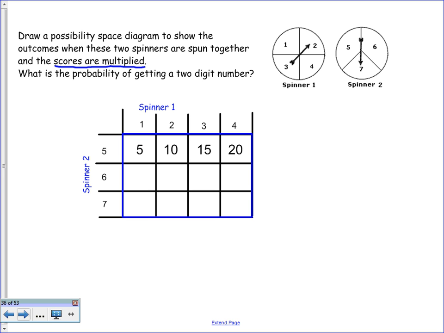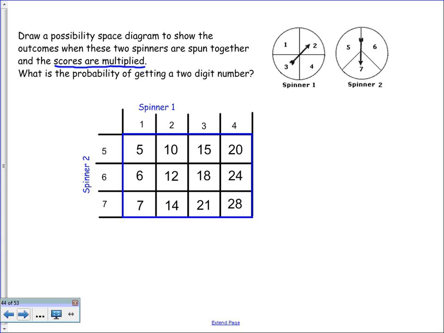So if we get 1 on spinner 1 and 6 on spinner 2, the score is 6. If we get 2 on spinner 1 and 6 on spinner 2, the score is 12. Or 3 on spinner 1 and 6 on spinner 2, 6 multiplied by 3 is 18. And then next one is 24. Next one, 7 times 1 is 7. 7 times 2 is 14. 7 times 3 is 21. 7 times 4 is 28.